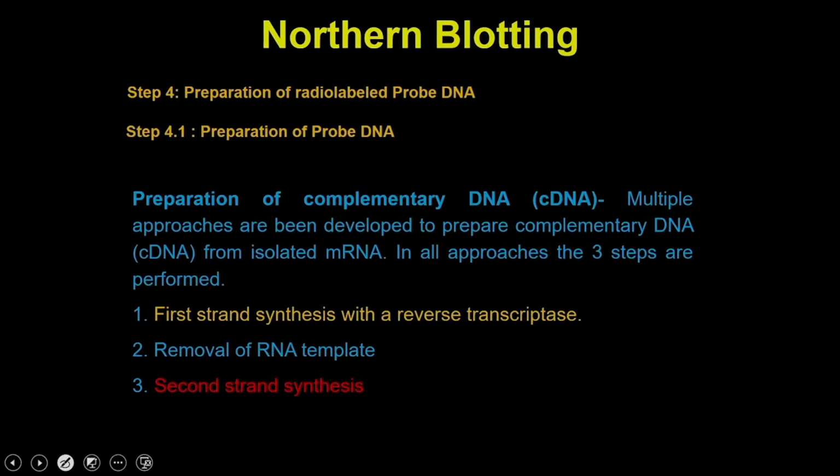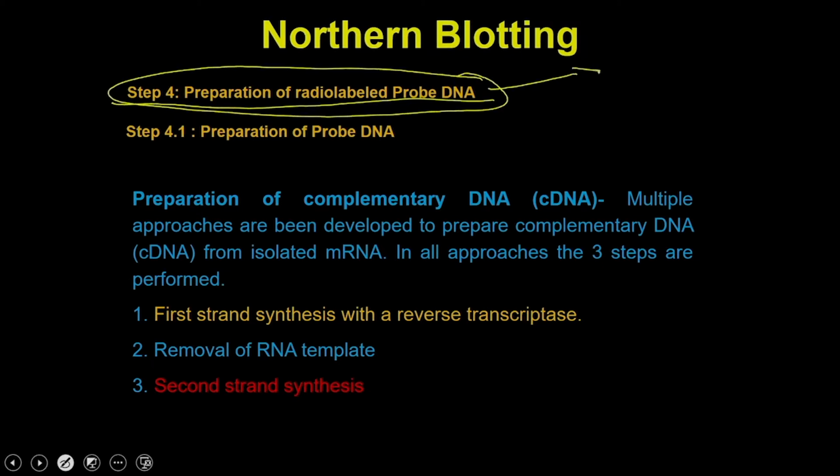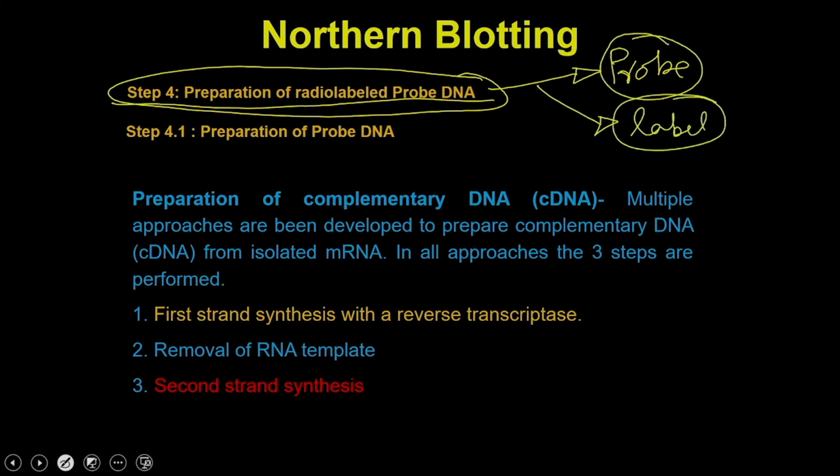Now, in step 4 you are going to prepare the radiolabeled probe DNA. So, step 4 has two events. One is that you have to design a probe. In this case we are only discussing how you can use the probe as DNA. So, first you have to design the probe, and then in the second step you are going to label the probe with radioactivity. So, in the first step you are going to do the preparation of the probe DNA.